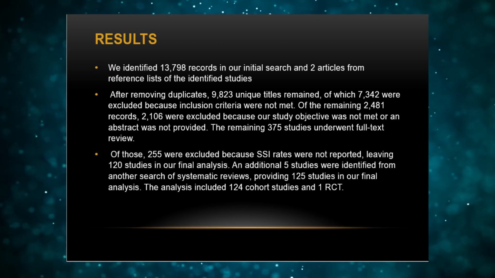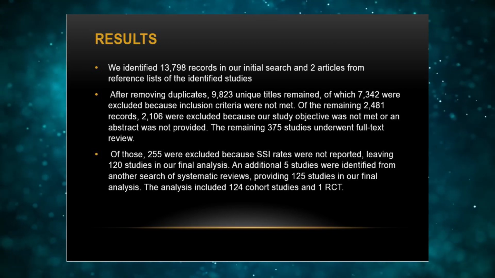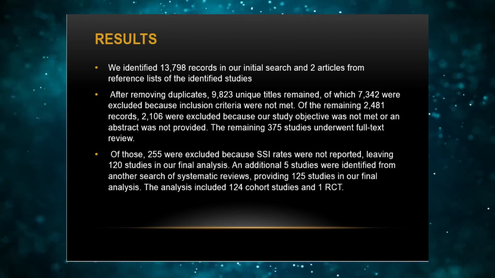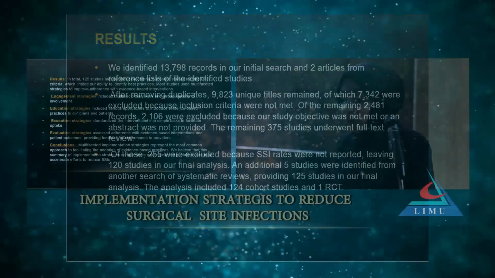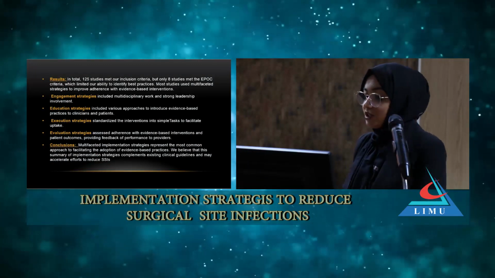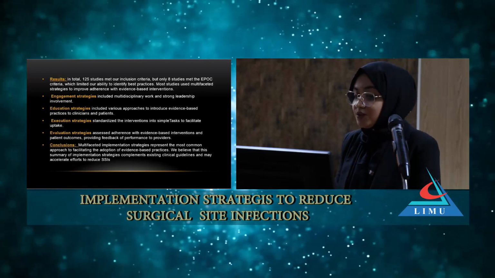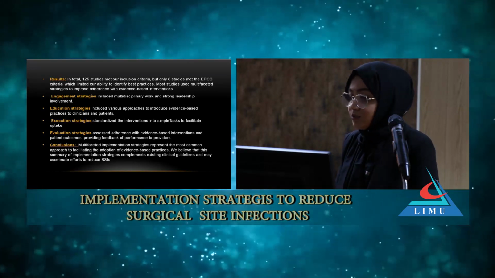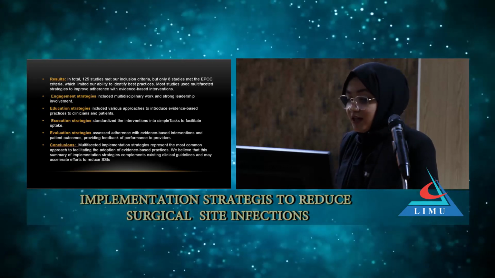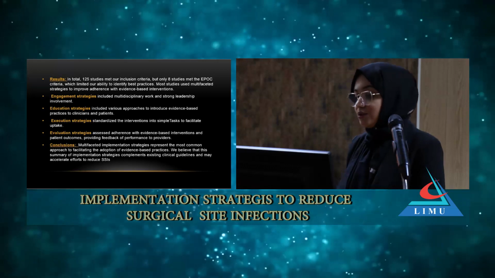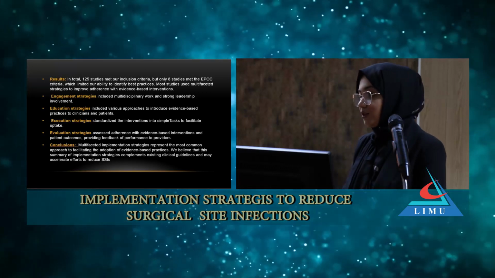The remaining 375 studies underwent full text review. Of these, 255 were excluded, leaving 120 studies in our final analysis. An additional 5 studies were identified from another search of the systematic review, providing 125 studies in the final analysis. The analysis includes 124 cohort studies and 1 randomized controlled trial.